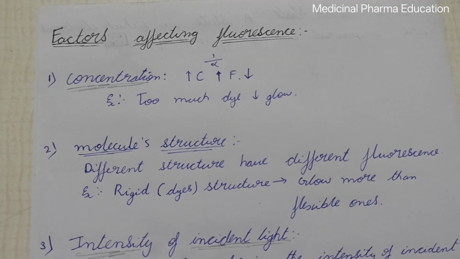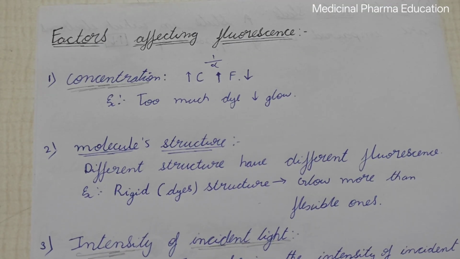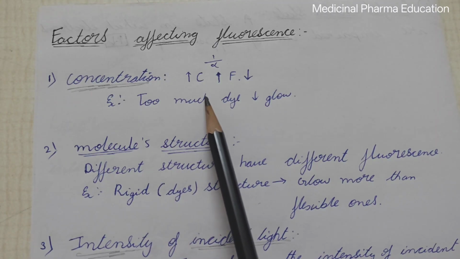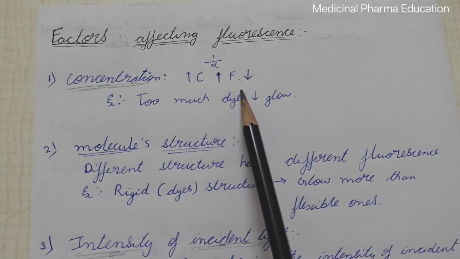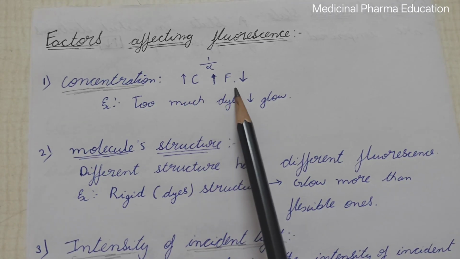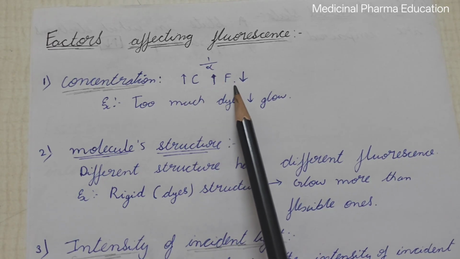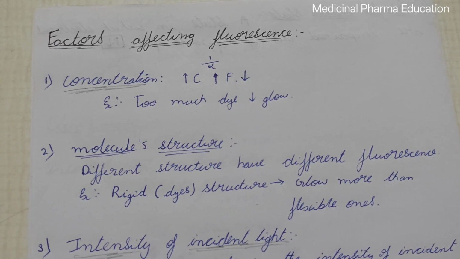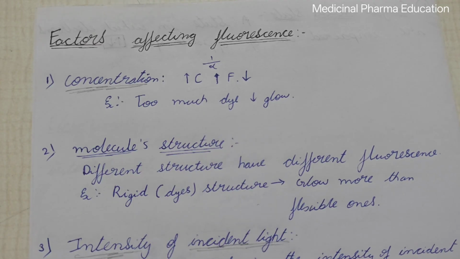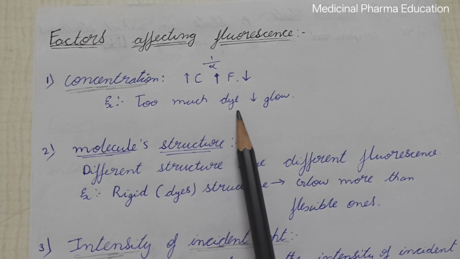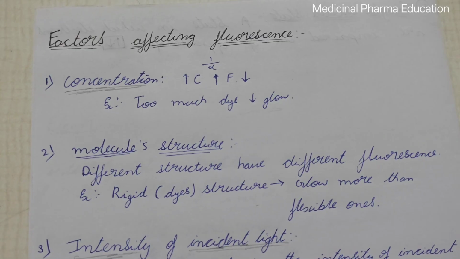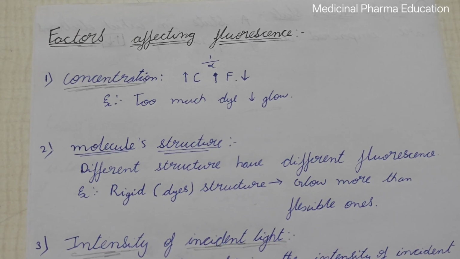Example, firstly, the concentration. As the concentration of the molecule increases, fluorescence decreases. It is inversely proportional. Example, if you take a dye, if the concentration of the dye is low, then it glows higher. If there is too much dye, then it decreases the glow. Glow here represents the fluorescence.